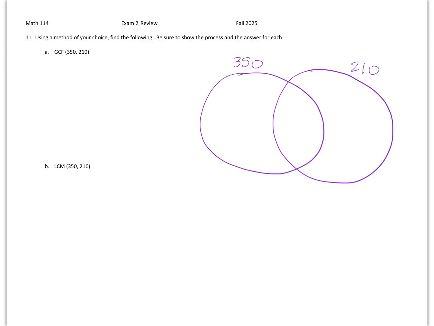So let's see, 350. That could be 35 times 10. 35 is 5 times 7, and 10 is 5 times 2. So I've got the prime factorization of 350, and then 210, that could be 2 times 105. Okay, 105 is divisible by 5, that is 21, and 21 is 3 times 7.